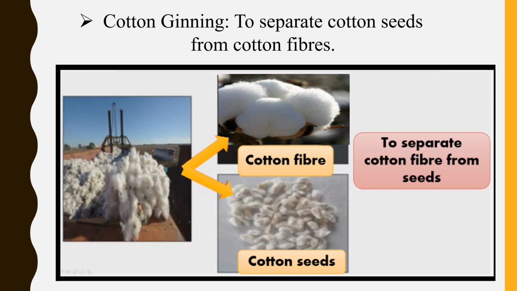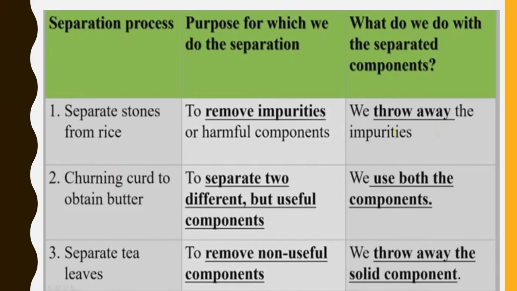This example you have studied in your chapter 3, fiber to fabric. Cotton ginning. The process of separation of cotton seeds from cotton fibers. So, cotton ginning is also a separation process. So, now we have looked at a number of examples where we do separation in our everyday life. We have also understood that there are many reasons for which this separation is done.